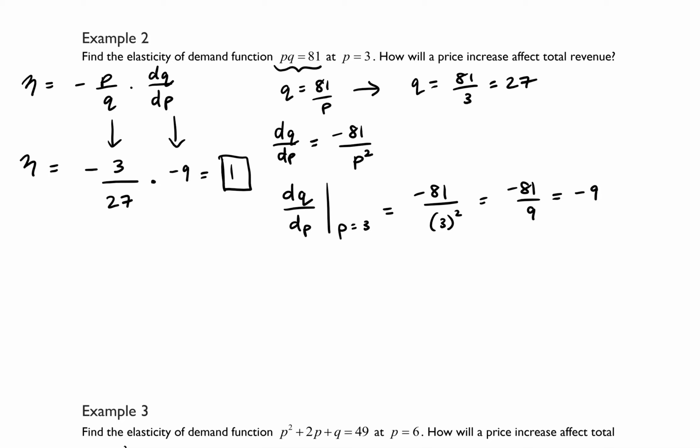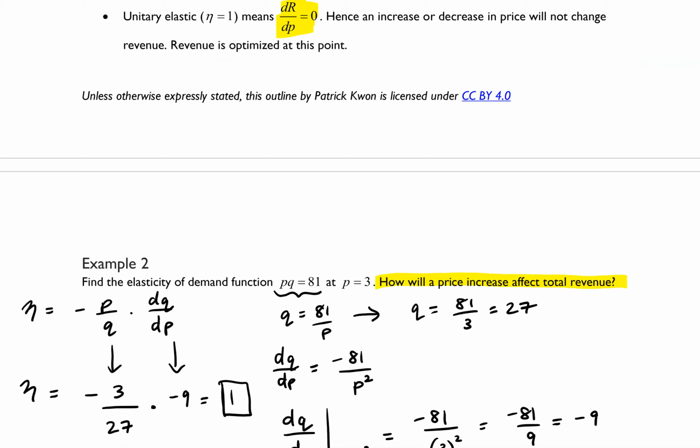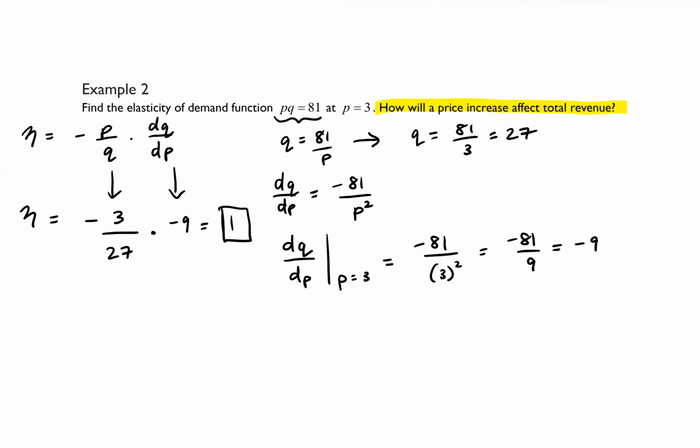So the second part of the question asks, how will a price increase affect total revenue? Let's remind ourselves from that chart up above. So we have the third scenario where eta is equal to 1, and that means an increase or decrease in price will not change the revenue. So we'll say a price increase will not change revenue.